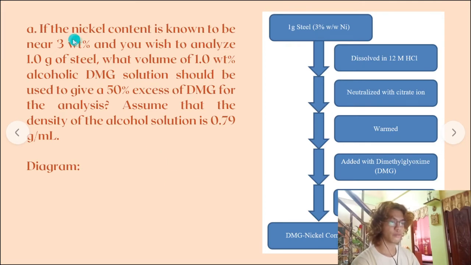The first part of the problem asks, if the nickel content is known to be near 3% by weight and you wish to analyze 1 gram of steel, what volume of 1% by weight alcoholic DMG solution should be used to give a 50% excess of DMG for the analysis? Assume that the density of the alcohol solution is 0.79 grams per milliliter.